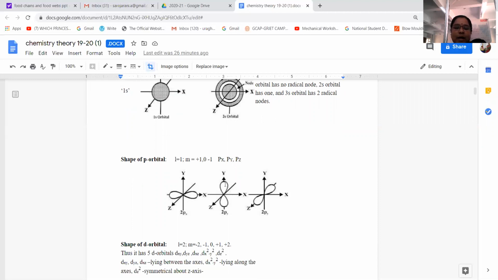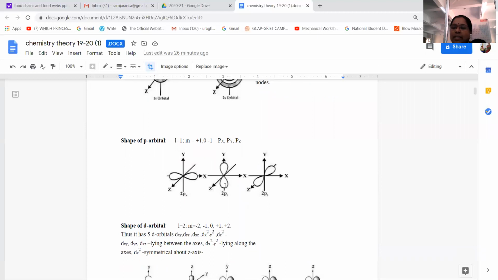Next, shape of p orbitals. So the s orbital is spherical. The p orbital is dumbbell shaped. So how many types of p orbitals exist, according to their Cartesian coordinates? If it is along the x-axis, along the y-axis, along the z-axis, they are termed px, py, and pz. So that is why here it is mentioned as 2px, 2py, and 2pz.